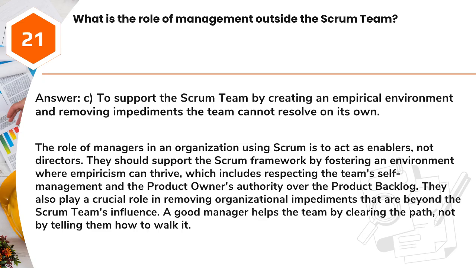Answer: C. To support the Scrum team by creating an empirical environment and removing impediments the team cannot resolve on its own. The role of managers in an organization using Scrum is to act as enablers, not directors. They should support the Scrum framework by fostering an environment where empiricism can thrive, which includes respecting the team's self-management and the product owner's authority over the product backlog. They also play a crucial role in removing organizational impediments that are beyond the Scrum team's influence. A good manager helps the team by clearing the path, not by telling them how to walk it.